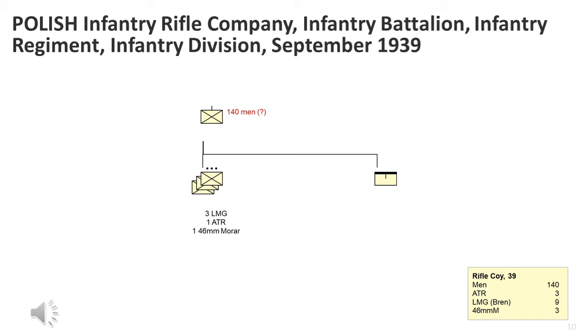Drilling down into the company, the rifle company was rather basic, as can be seen here. One issue I really had that was rather difficult was to determine the strength of the rifle company. The only rather unreliable source I could find indicated it's 140 men, and this was based on the French TOE. I have no idea if it's accurate.